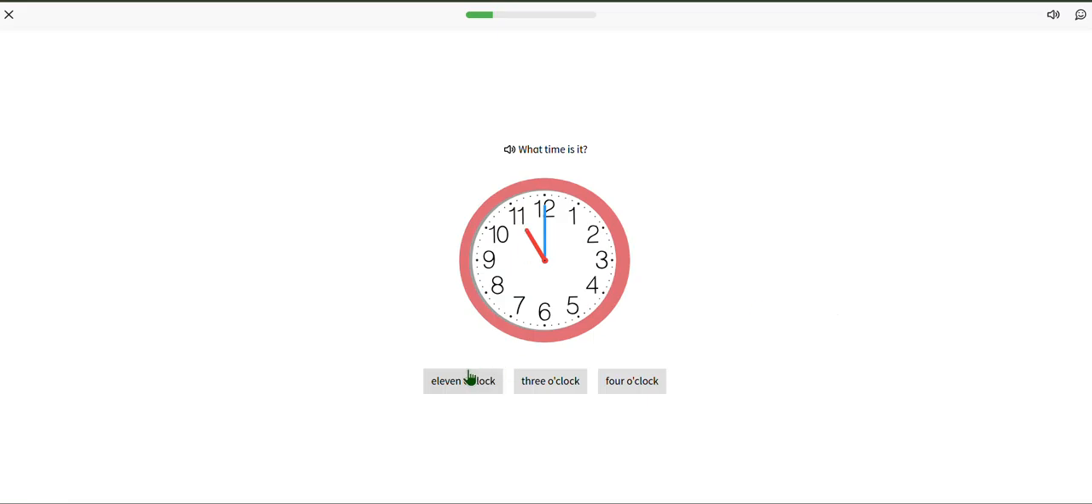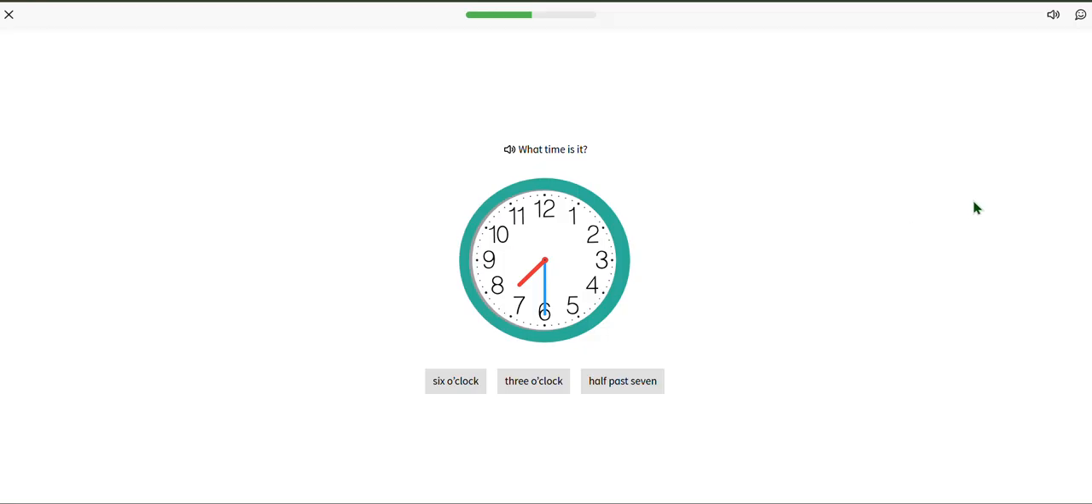Pointing at 11. 11 o'clock, because it's right at 12. Our hour hand, the red hand, is at 3, and our minute hand is still at 12. 3 o'clock. Even though it's close, we can still see that the hour hand is pointed at 1, and the minute hand is pointed at 12. So it's 1 o'clock.